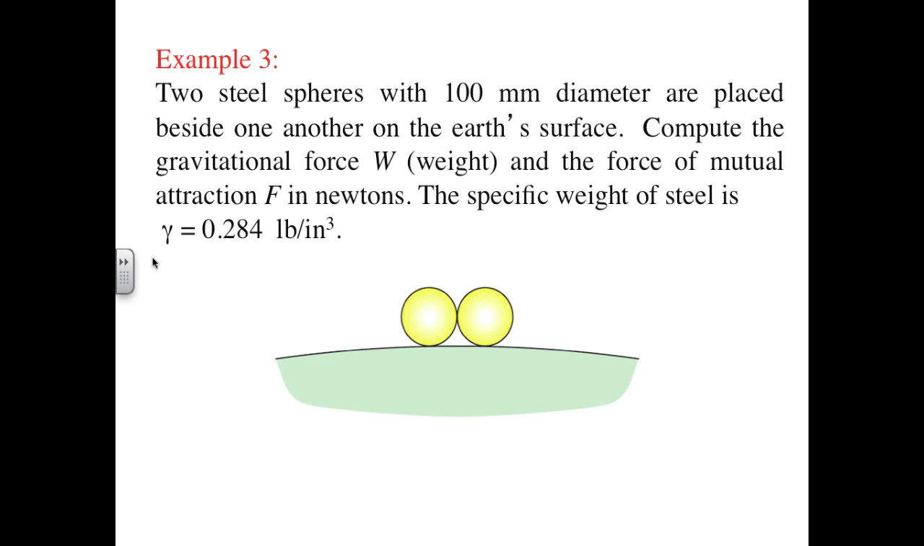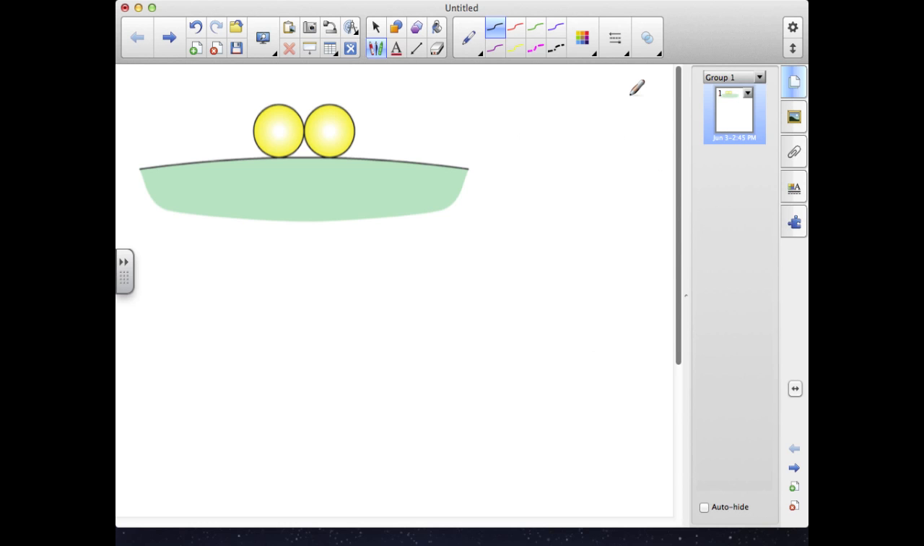One of the things to notice here is that we have a mixed set of units in the problem statements. The spheres are given as having a diameter of 100 millimeters, but they're given a weight density, or so-called specific weight, in English units of pounds per cubic inch. So we're going to have to go back and forth between the two systems of units in order to get the answers we're seeking. So the first thing we'll note here, we're looking for weight, which is mass times little g.